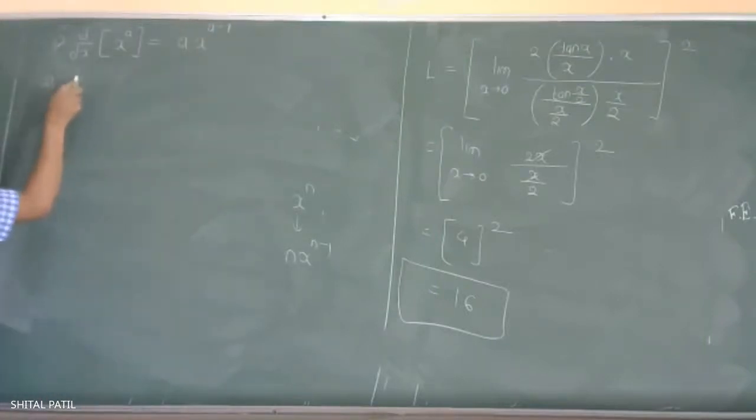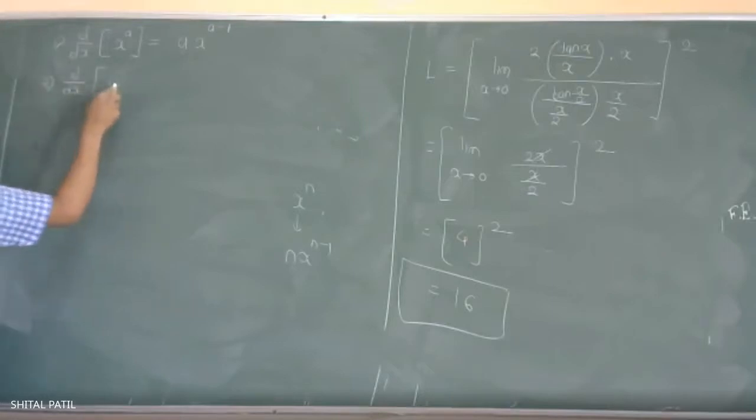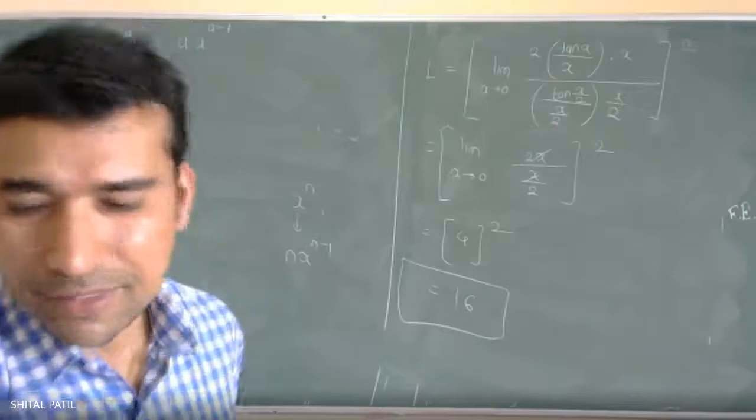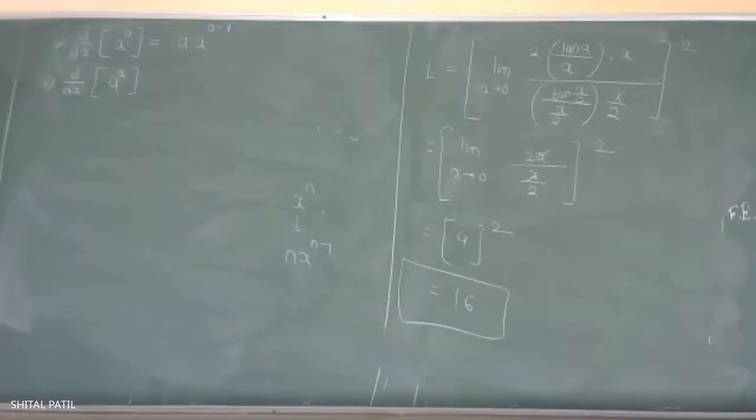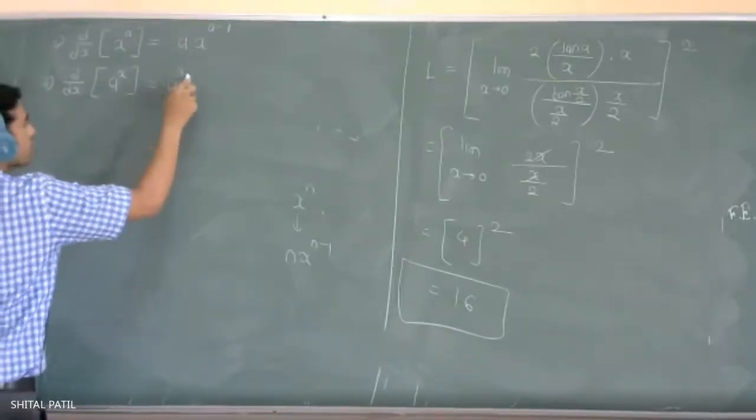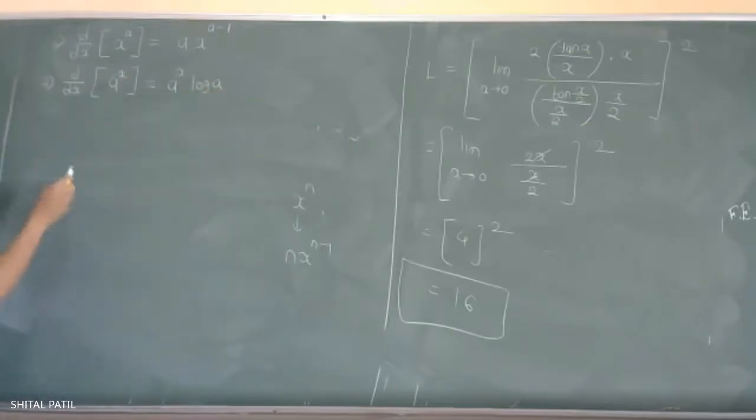In the same way, take note: d by dx of a raised to x, the derivative of a raised to x. Just 1 minute. The derivative of a raised to x is an exponential term, so a raised to x into log of a. Now we want the derivative of x raised to x. What is the derivative of x raised to x? Like this.